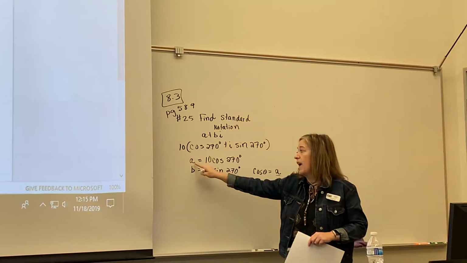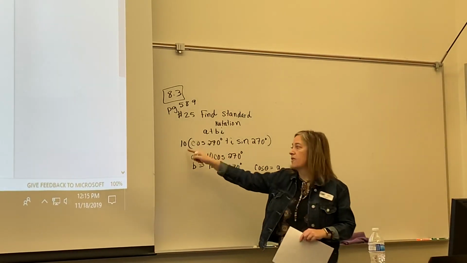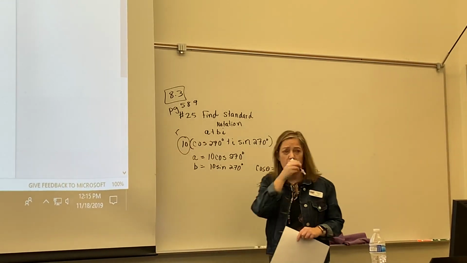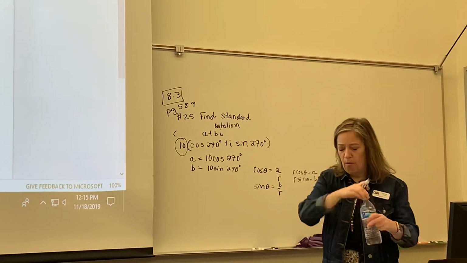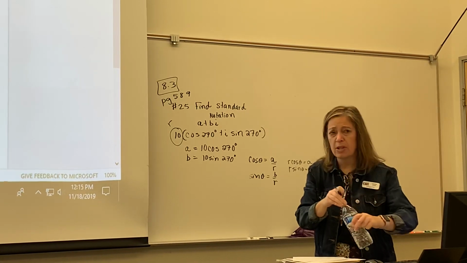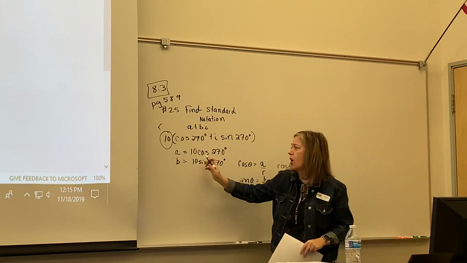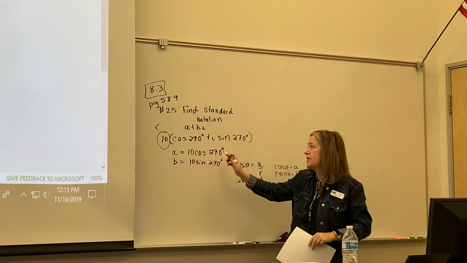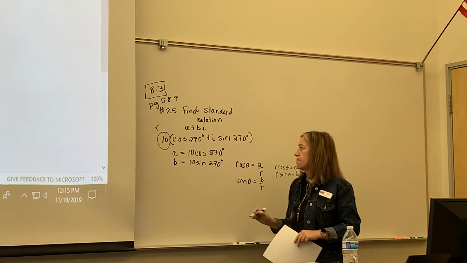Okay? So a is equal to r cosine theta, and r is going to be your value right here at the very front of your equation. So you got to determine what r is and substitute that in. So there's our r cosine, and then whatever degrees that we have. So in this particular case, notice 270 degrees is what we have here.